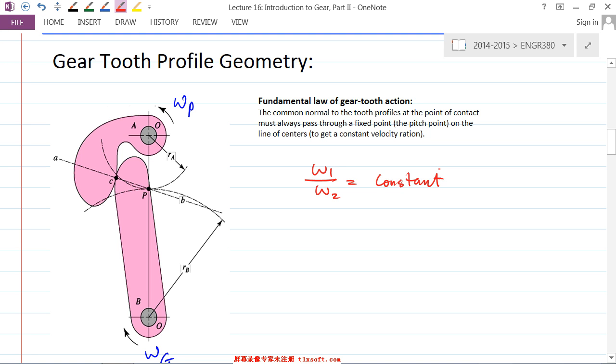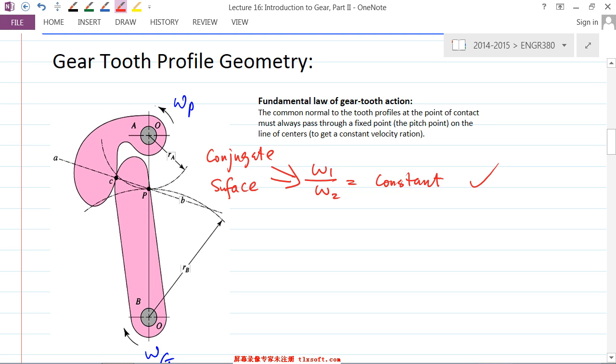Now, if this is not a gear, just two arbitrary surfaces, you actually can't achieve this constant angular velocity ratio. How do you do that then? You have to make sure that the two profiles are called conjugate. You need two conjugate surfaces in order to achieve this constant angular velocity ratio. So what does conjugate surface mean? Conjugate surface basically means this.